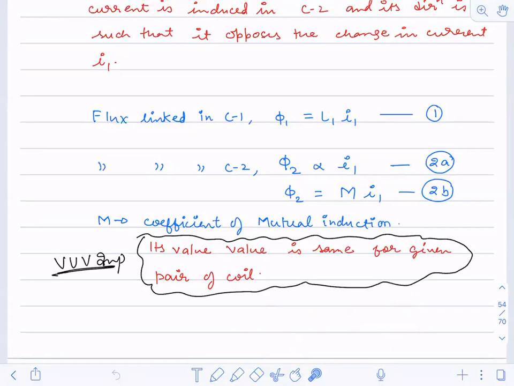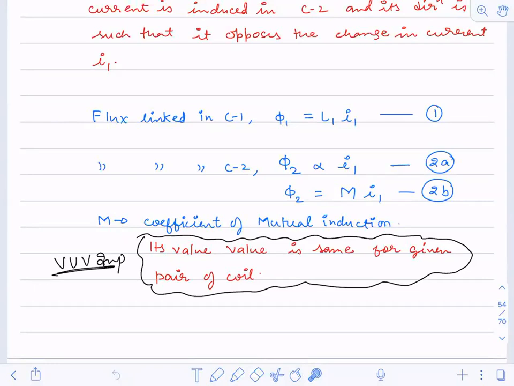Okay, so after this, do you have any doubt up to here? Up to this point, is there anyone who is having any kind of doubt? Is there anyone who is having any kind of doubt up to this point? Okay, fine.